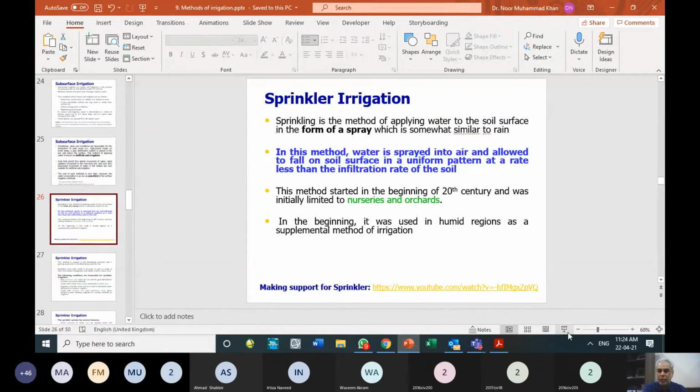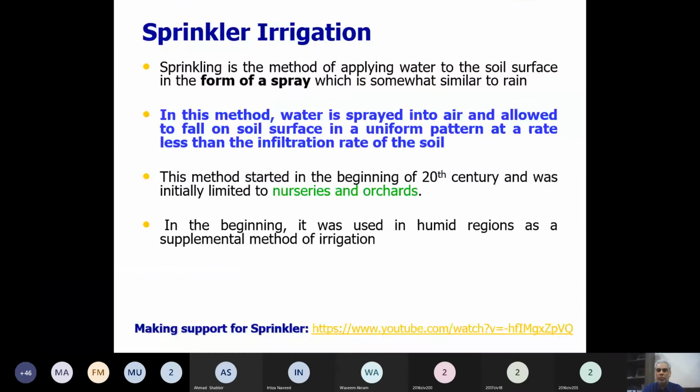So the next method is a relatively recent method. For the past few decades, people are using it. In the 19th century, 20th century, this method was there. When pumps were available, then these methods were developed. When pumps were not there, sprinkler and drip irrigation were not practiced. So sprinkler irrigation needs a regular supply of water through pumpage. We need a pressurized irrigation system. So both of these, sprinkler and drip irrigation, are called pressurized irrigation.